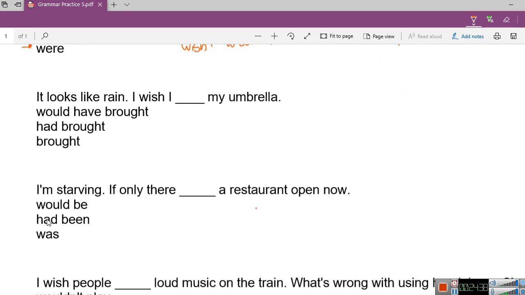Now, it looks like rain. I wish I brought my umbrella. Yes, very well. So this is a present desire because it's raining right now. You need your umbrella right now. So that's how we know we need to use brought, which is the past simple of bring.